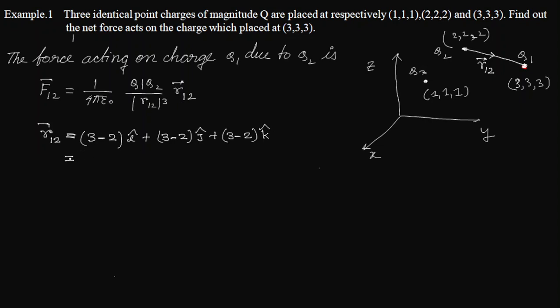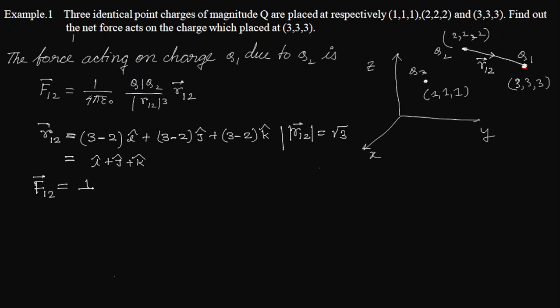After simplifying this, what will we get? We'll get i cap plus j cap plus k cap. Okay, this is the value of r12. And now if we want to write the magnitude of r12, we'll get root 3. So now we know the magnitude of r12, and we also know the vector r12. We have to put it here to calculate the value of F12.